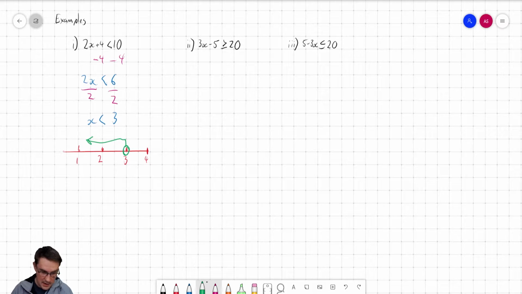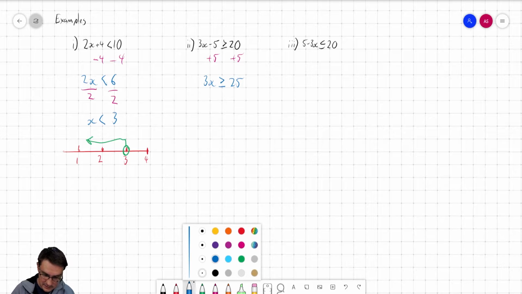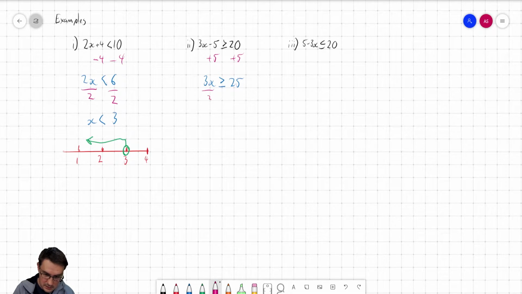Now the next one, again, we're following the same process. To begin with, I'm going to add 5 to both sides. This is going to give me 3x is greater than or equal to 25. And in this case, as I divide by 3, this is going to give me x is greater than or equal to 25 divided by 3, which is 8 and 1/3.